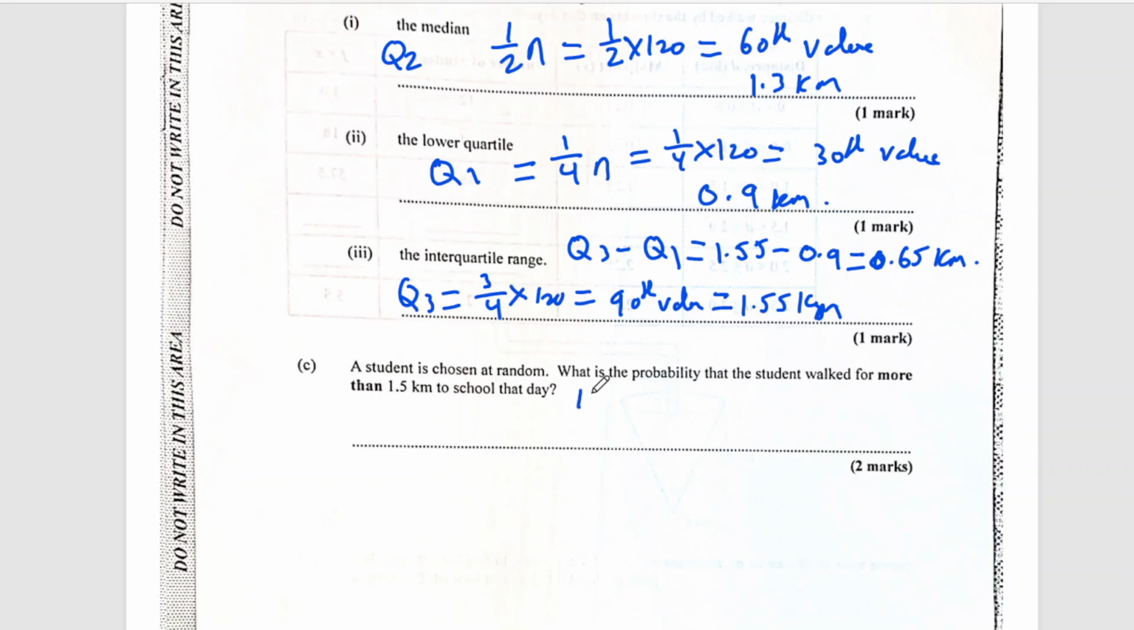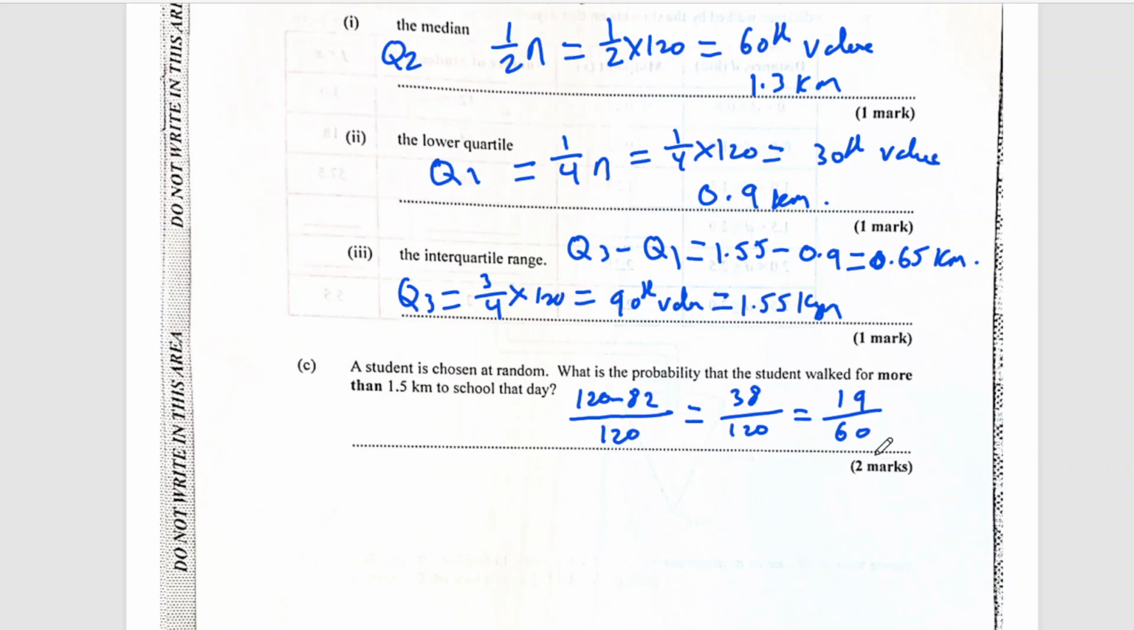So it'll be 120 take away 82 over the total. The total is 120. And that will be 38 over 120. And then you reduce that, it will be 19 over 60. Right, so the probability that a student walks more than 1.5 kilometers to school will be 19 over 60.